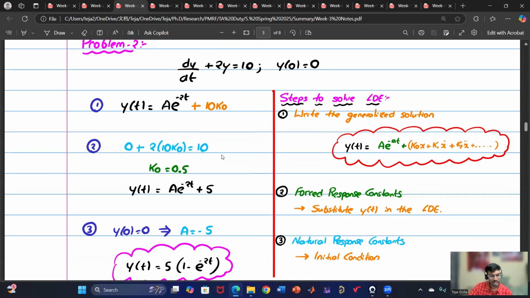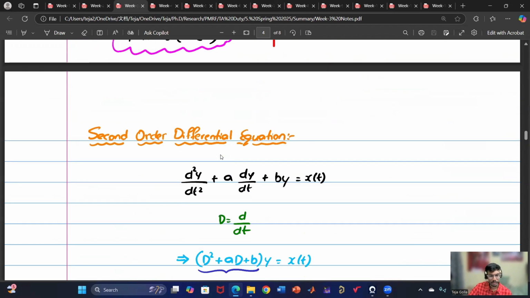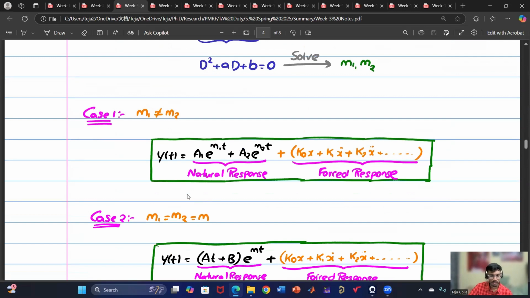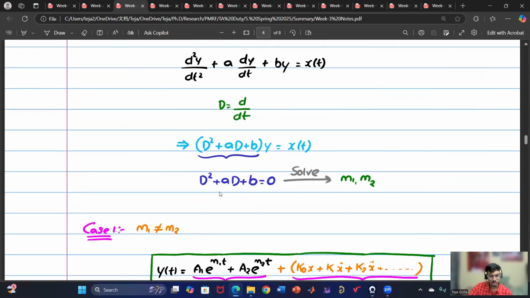Now we have solved another such problem. So I'm skipping this part. Then we have gone to second order differential equation. So now that we have entered second order differential equation, forced response remains same, but natural response will have two terms, because there are two solutions to these equations.